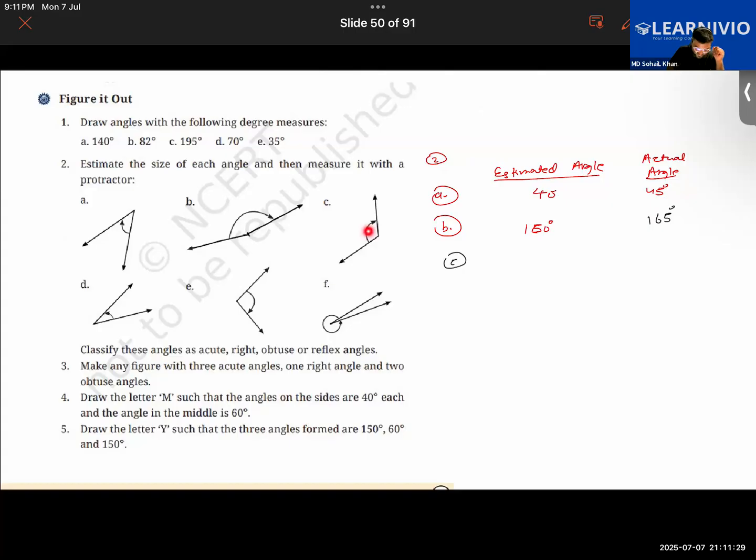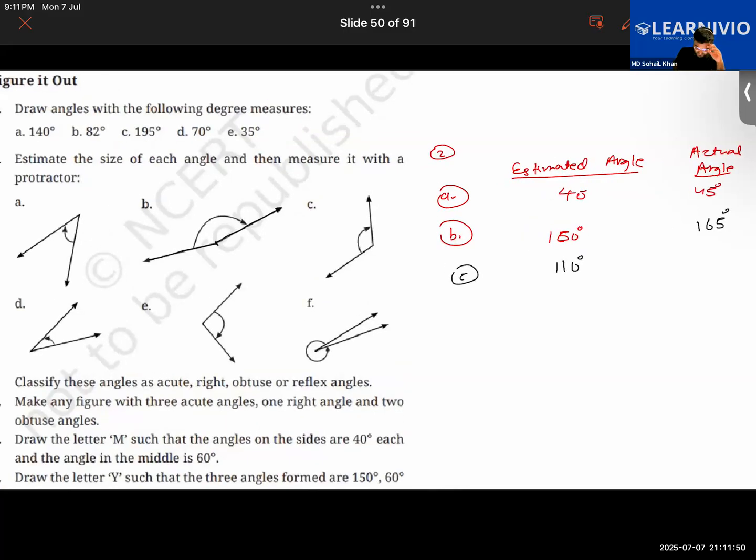Same thing we have to do for C also. This one obviously will be more than 90 degrees, but what could be the estimated value? Let's say 100, 110, or 120, right? We can say 110 or something. Then find the actual value. Measure it.